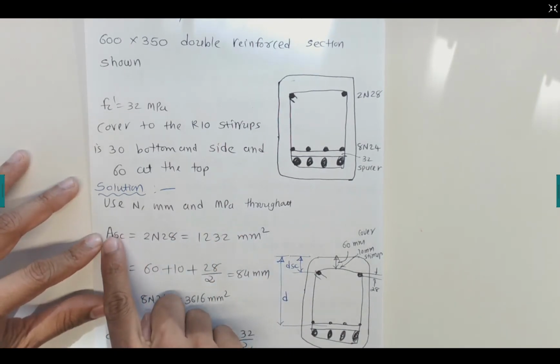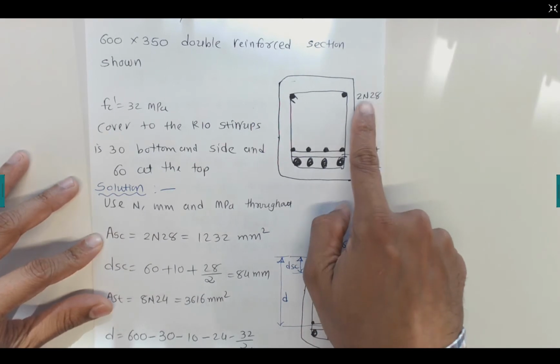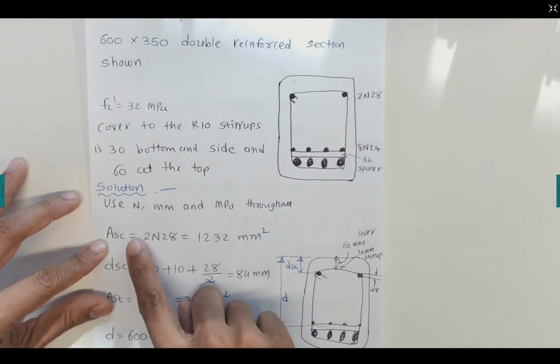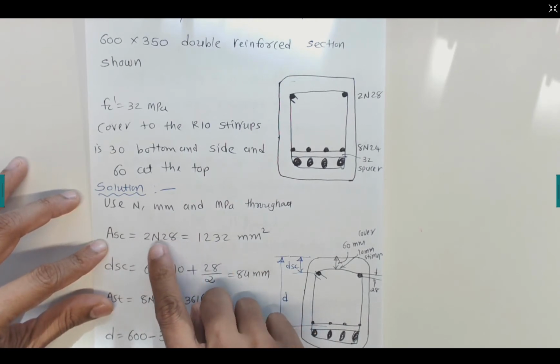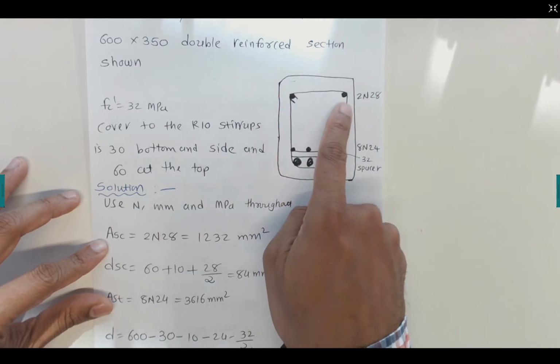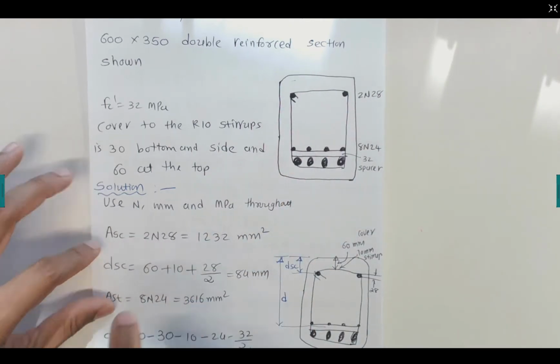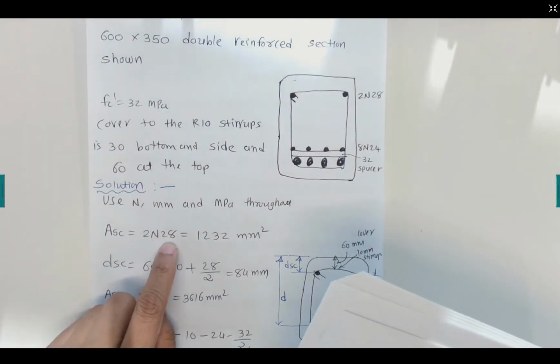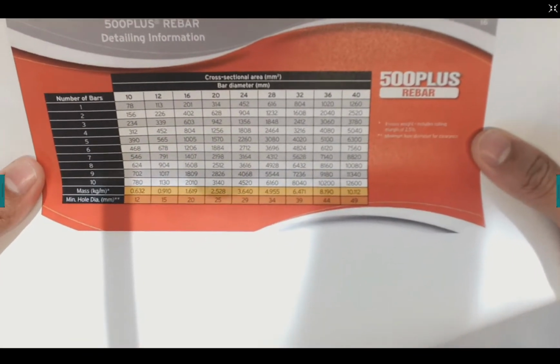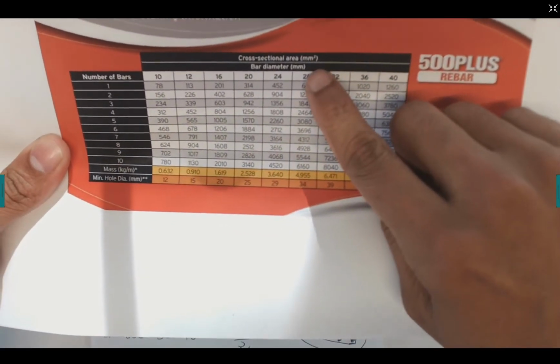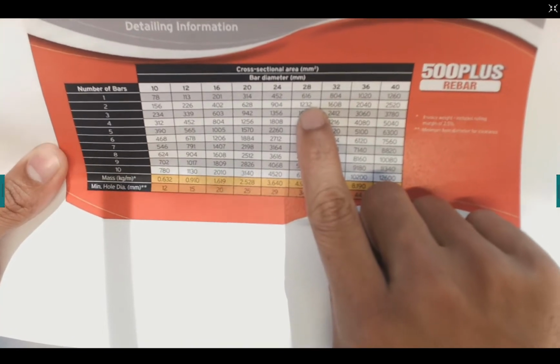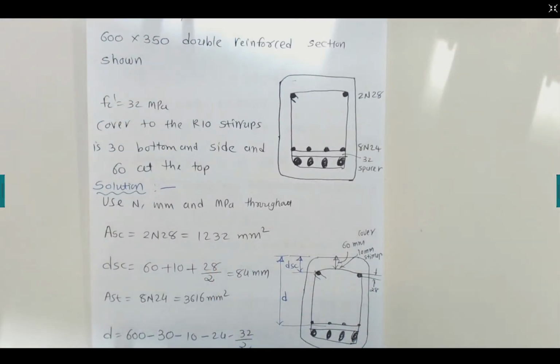First of all, ASC. It's given as N28 bars. There are 2 bars, so we can use the Rio tables and find the area of the top reinforcement, which is the compression reinforcement. That area is given in the Rio table for 2 N28 bars, so we should take 1232 millimeter square.